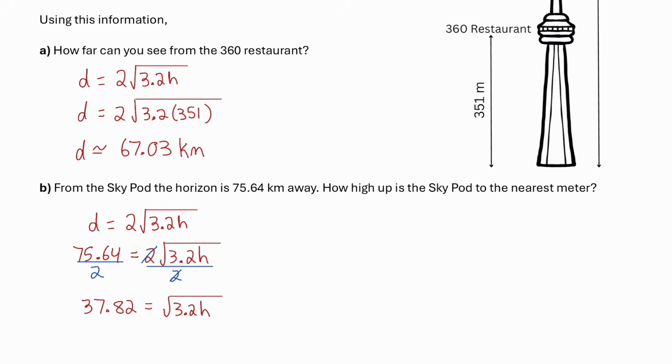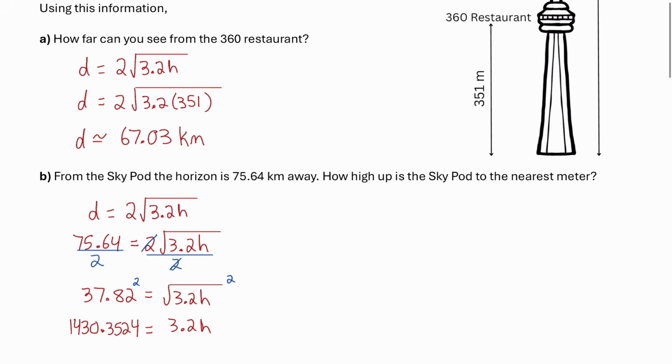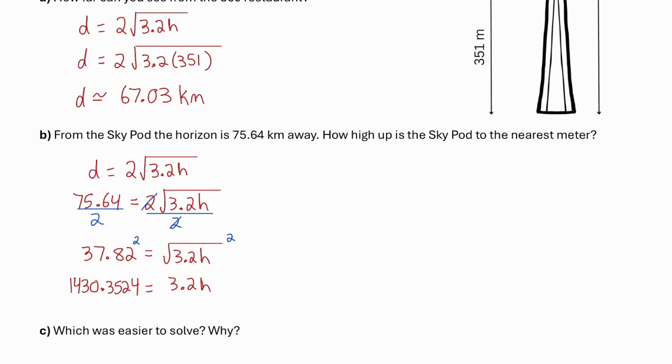And now I need to get rid of this square root symbol. The inverse, or opposite of square rooting, is squaring. So I can eliminate that square root symbol by squaring both sides of the equation. On the right, the square and the square root cancel out, and on the left, 37.82 squared is 1,430.3524.